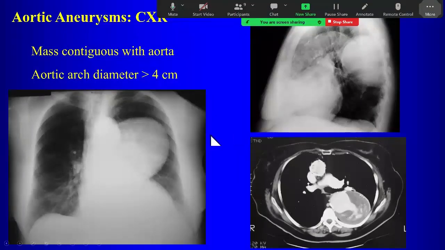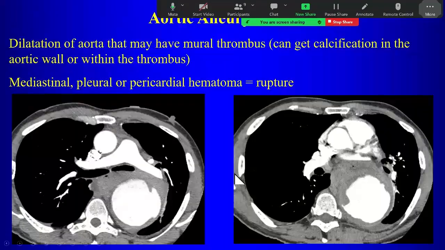On chest X-ray, we would suspect an aneurysm whenever we have a mass that we cannot separate from the aorta itself. So if we see that, then we would obviously suspect an aneurysm, and easy diagnosis there on CT. And with these large aneurysms, it's not unusual to have large areas of thrombus that build up within the aneurysm. So we can get mural thrombus, you can get calcification in the aortic wall or within the thrombus itself.